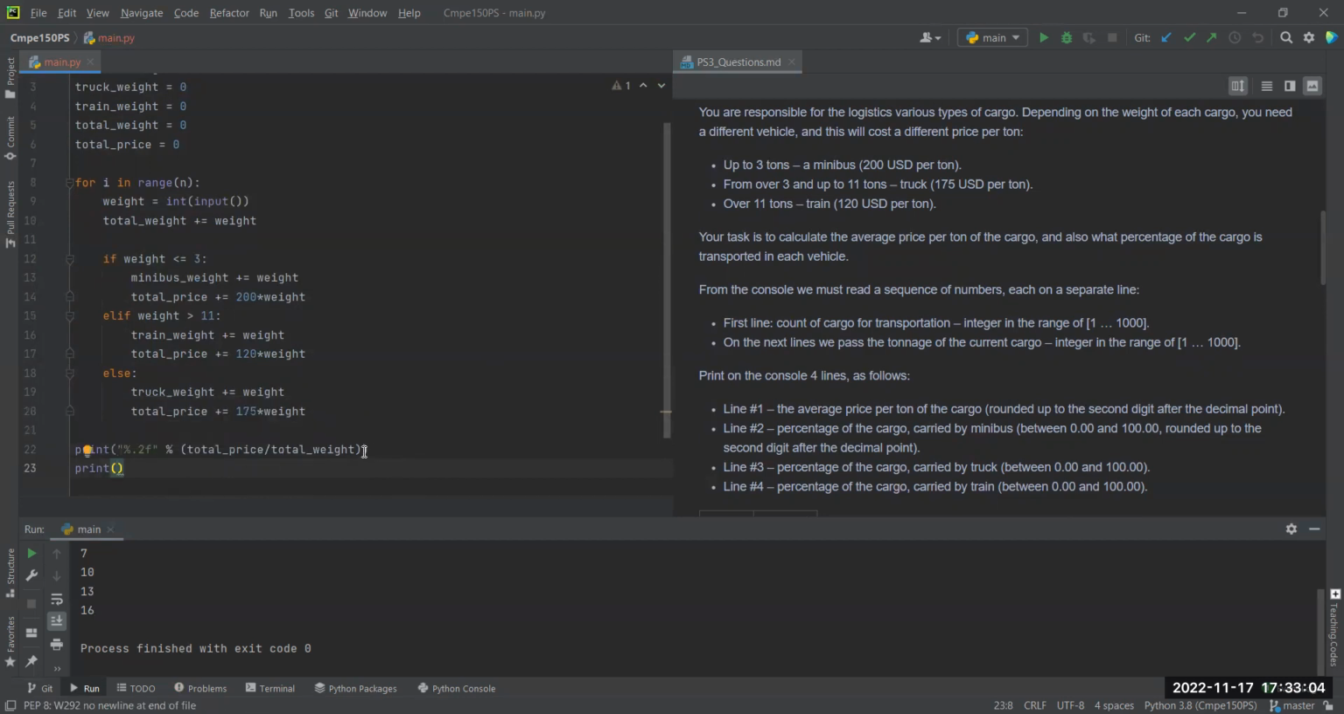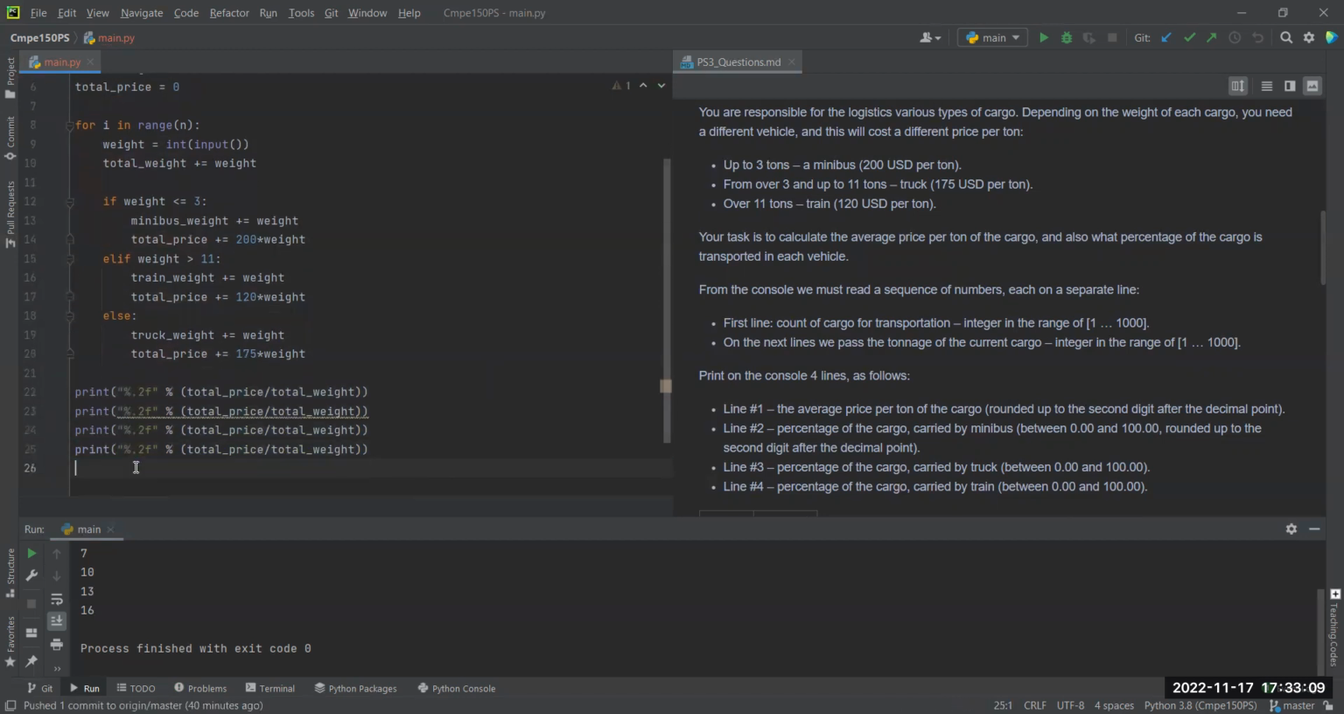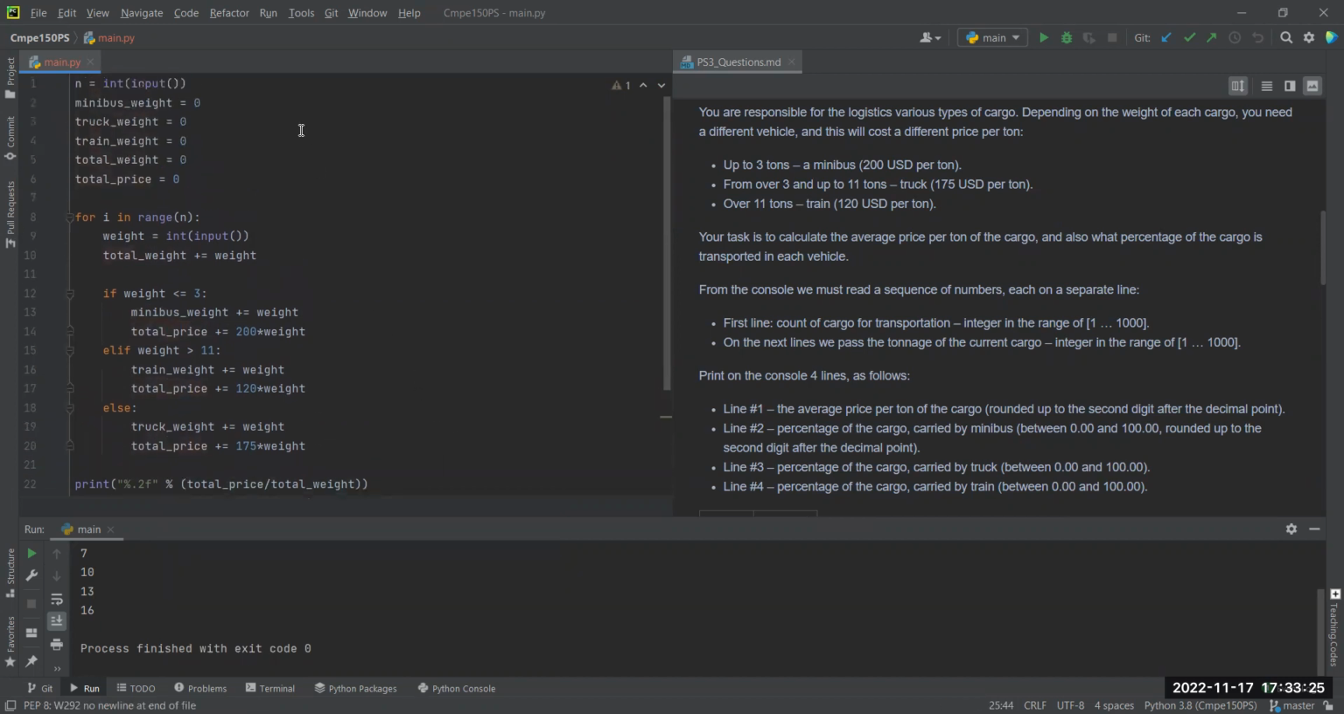So this will be a similar operation. So I'm copying this for 3 more times. But instead I am writing here, first of all, minibus weight, then the truck weight. At last I will write train weight. So as you can see, we have collected the weight data at first during the loop operation, and we added this weight value to our total weight, and we have checked some operations.